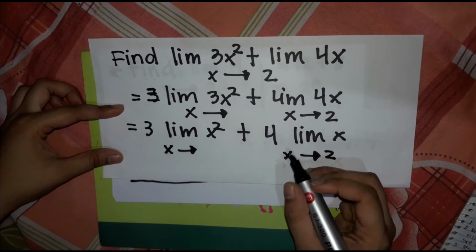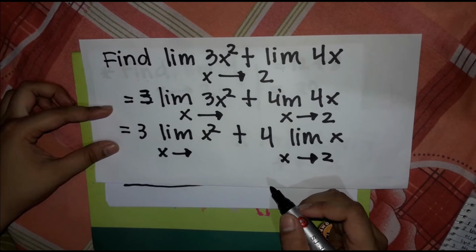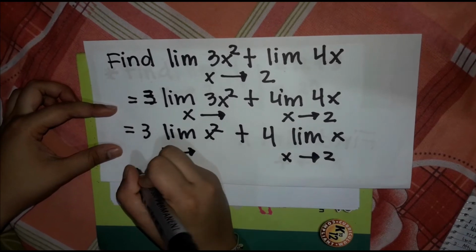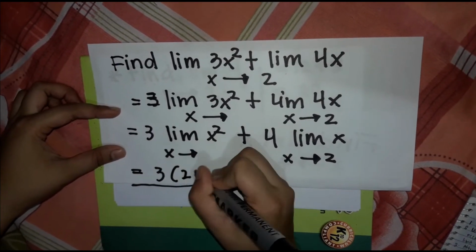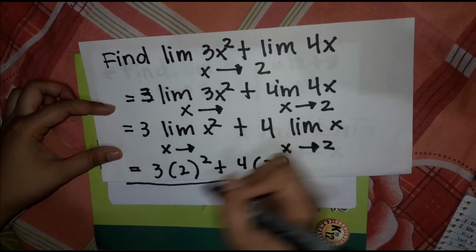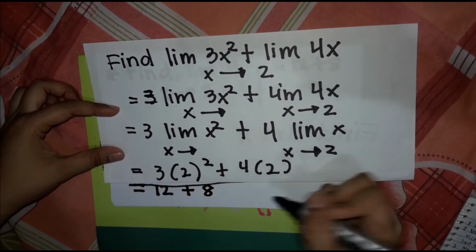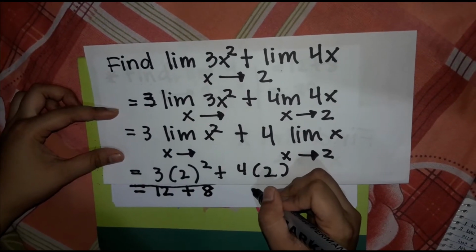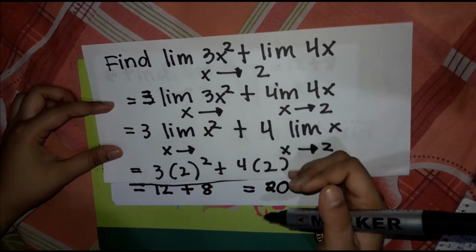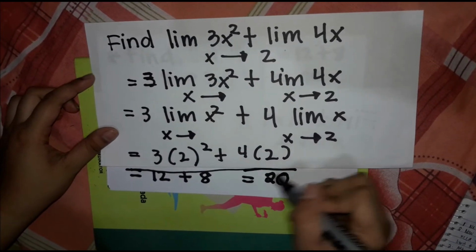After we use limit number 3 on both functions, we get the limit of x squared and the limit of x, which we could substitute by the value of a. Then perform the indicated operations. Then the final answer is the limit of 3x squared plus 4x as x approaches 2 is 20.